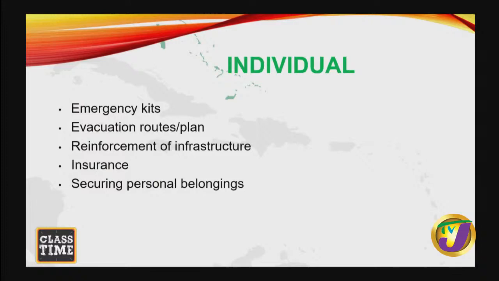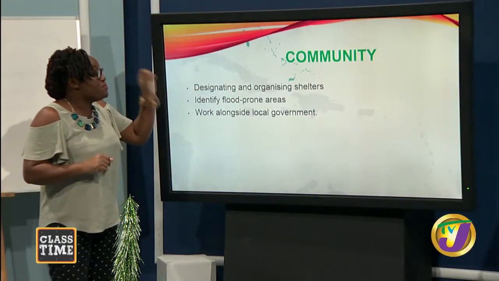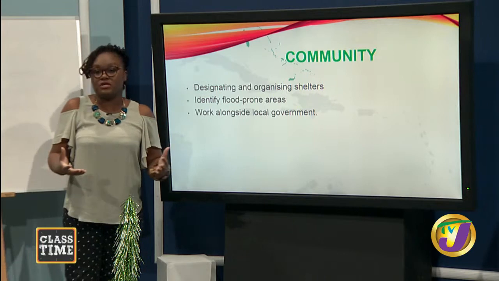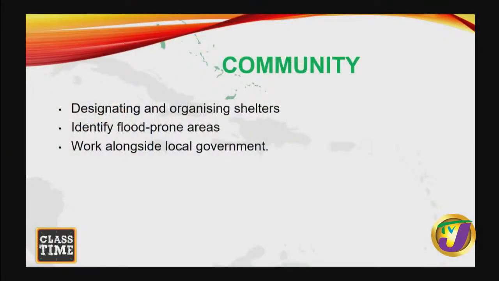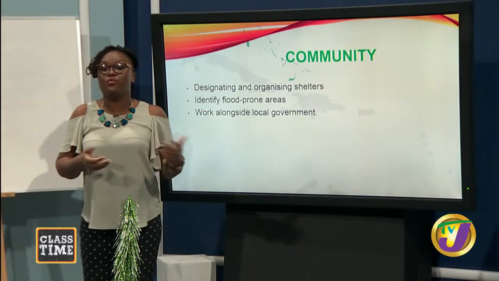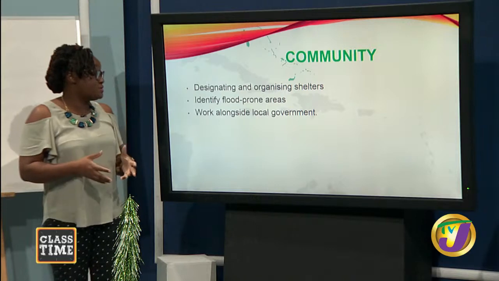All right, we have to move swiftly along. Now, on the community level, communities should come together. Designate and organize a shelter just in case something goes wrong. Right? Where is it that people can go? Is it the community center? Is there a church? Is there a school? These are the things that you want to make sure that the community knows.